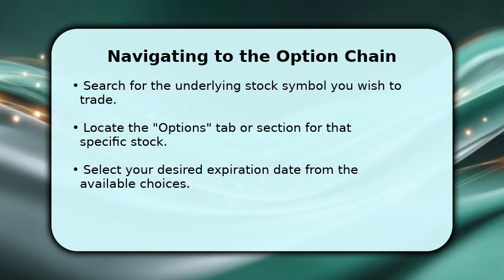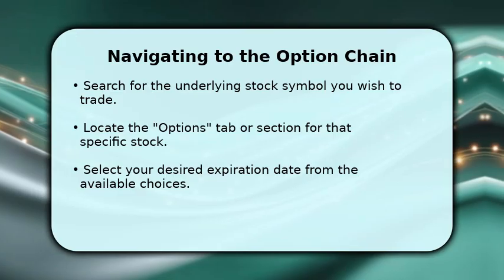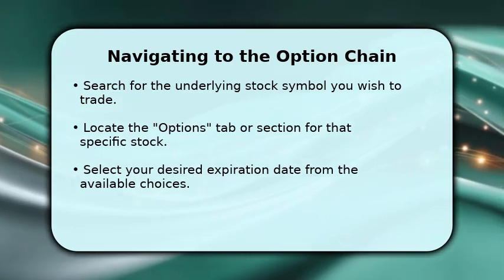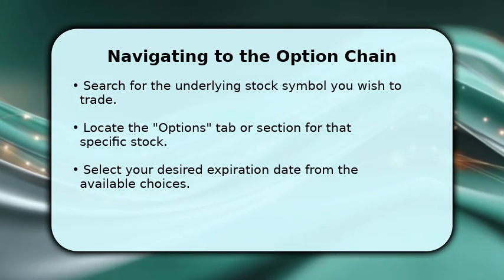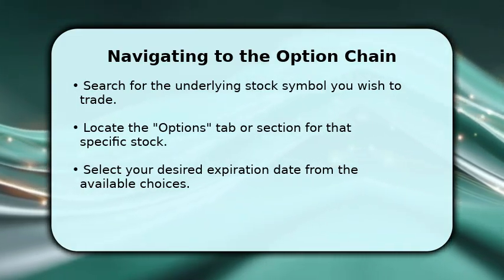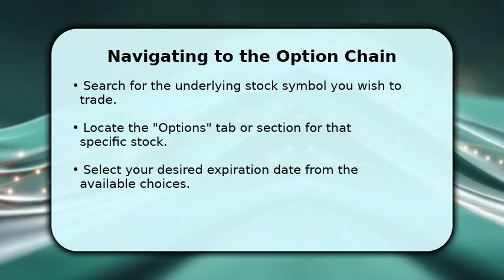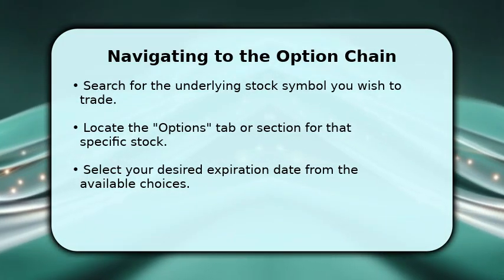After logging in, search for the stock symbol you're interested in, like AAPL for Apple. Once on the stocks page, look for a tab or section labeled Options. This will display the option chain. Here, you'll see various expiration dates. Choose the expiration date that aligns with your trading strategy, keeping in mind the time value of the option.